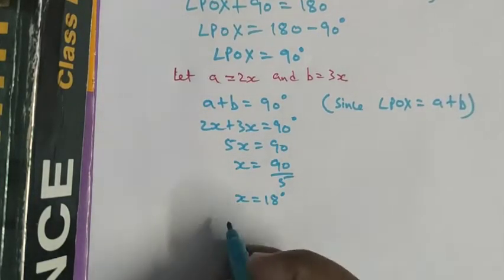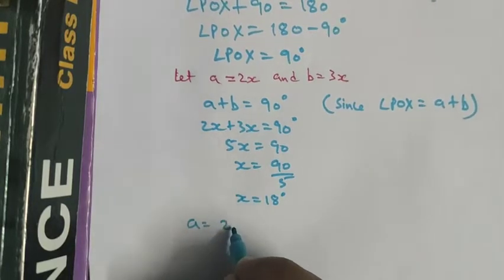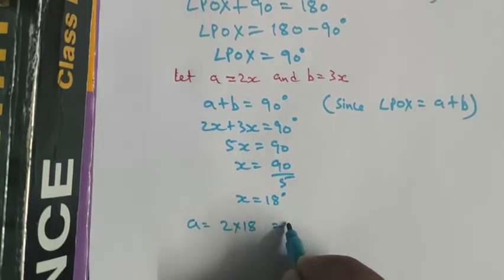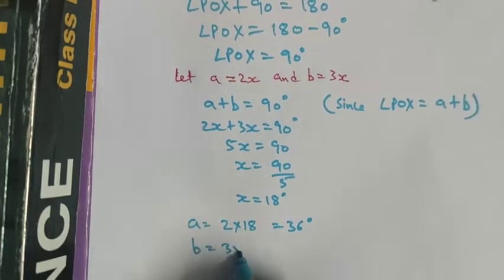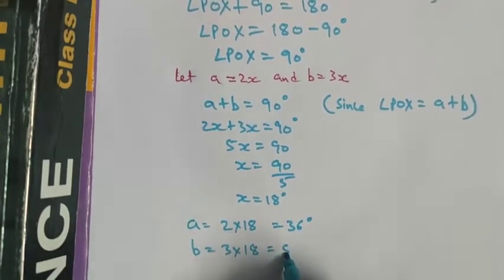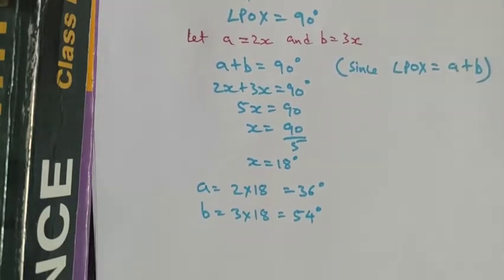But we have to find out the value of A and B. So A will be what? 2x, so 2 multiplied by 18, that is equal to 36 degree, and B equals 3 multiplied by 18, that is 54 degree. Now we have to find out the value of C.